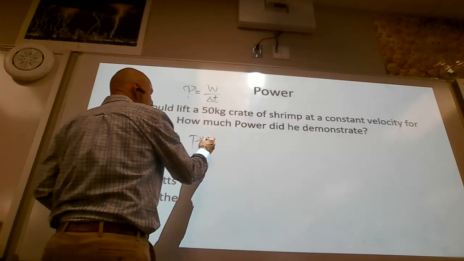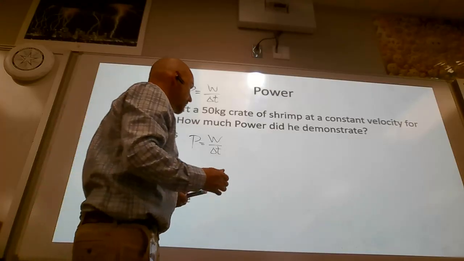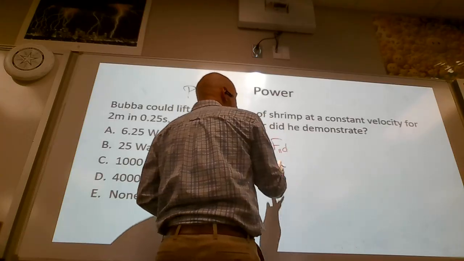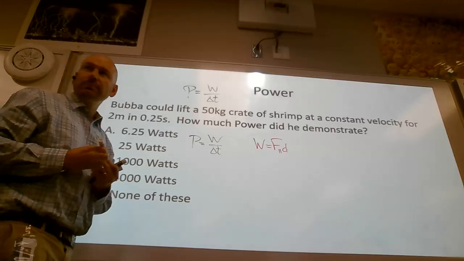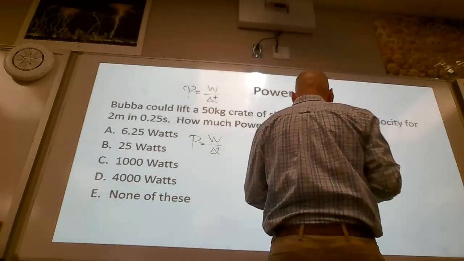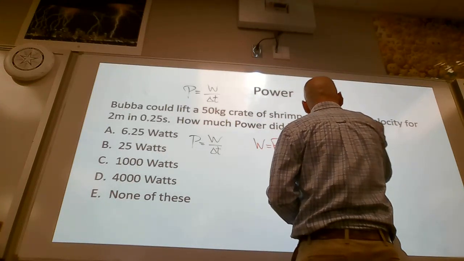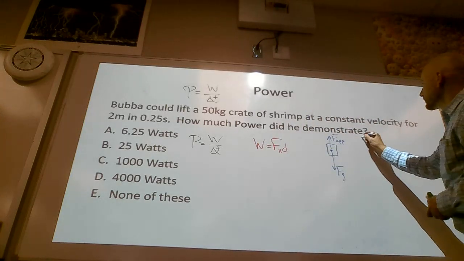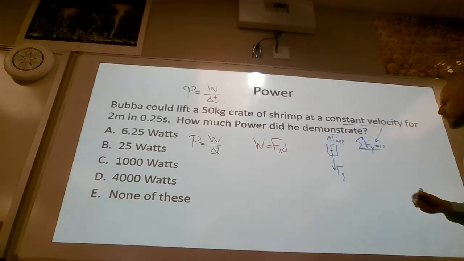So I need to figure out my work. I've got my time. Okay. So work is equal to force parallel times distance. I've got my distance. I need my force. That's the free body diagram. The fact that you're going at a constant velocity means the sum of the forces in the y direction is equal to 0.